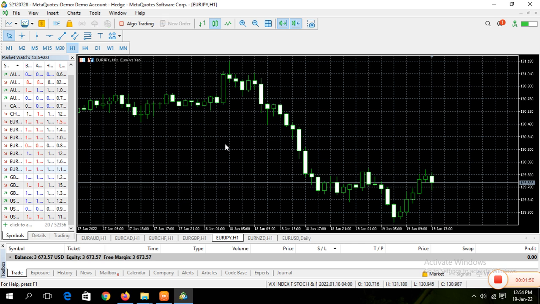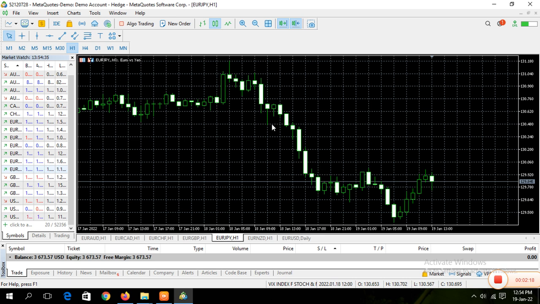So when you look at this white one, you see the body, the tail, up and down. Some people call it wicks, W-I-C-K. So they are all explaining something to you, how market is operating at the moment.